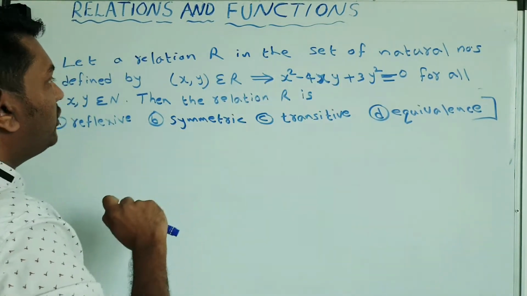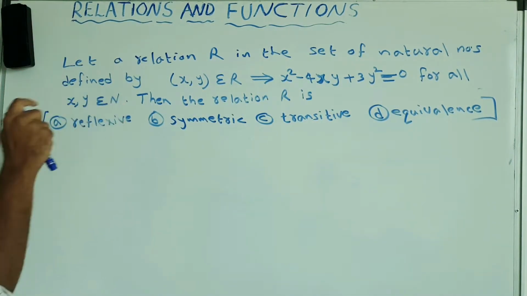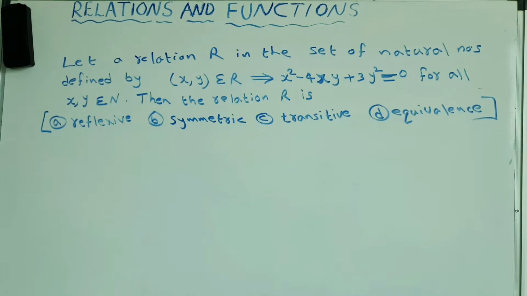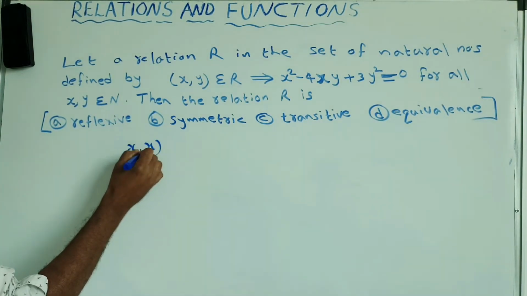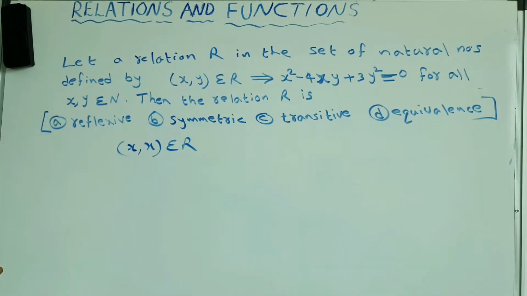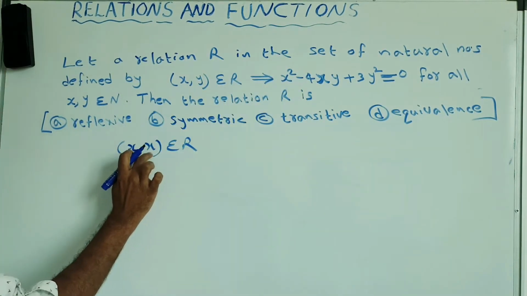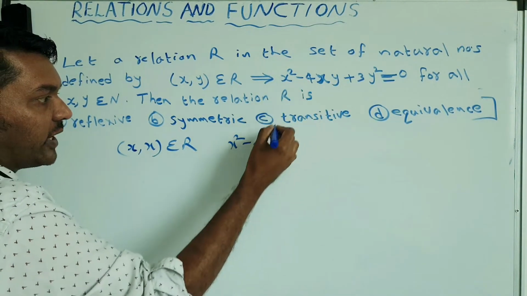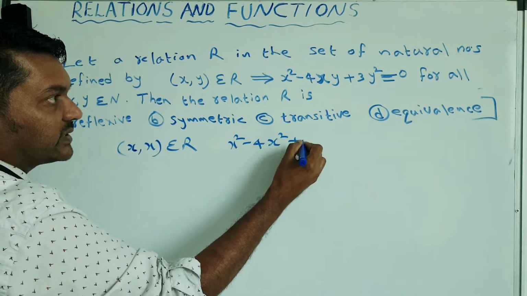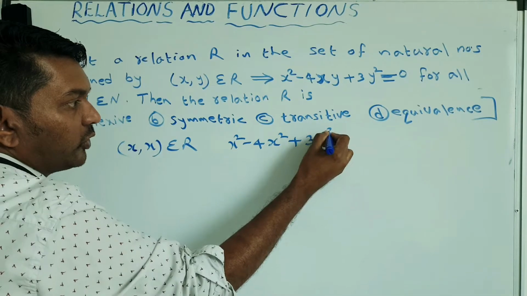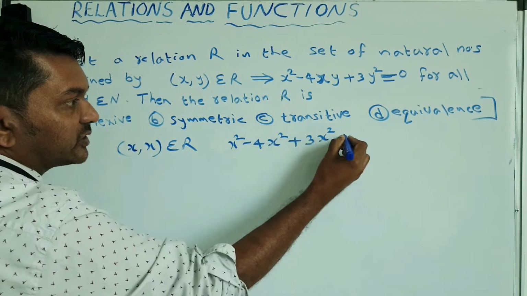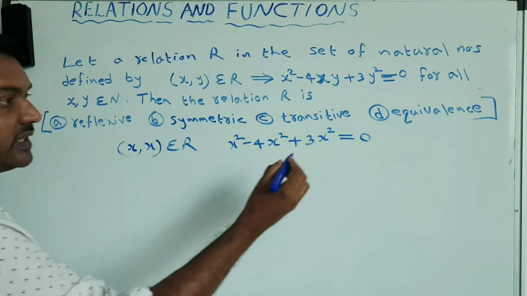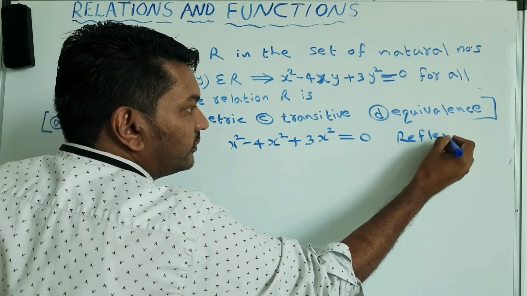This is the relation given, for all x, y in the set of natural numbers. Then the relation R is... They are asking which kind of relation is this. So first I am checking, you need to check whether (x, x) is an element of R or not. So for (x, x), replace y with x. You will get x square minus 4x into x, that is 4x square, plus 3x square. So 4x square minus 4x square gives you 0. So (x, x) is an element of R, therefore this relation is reflexive.